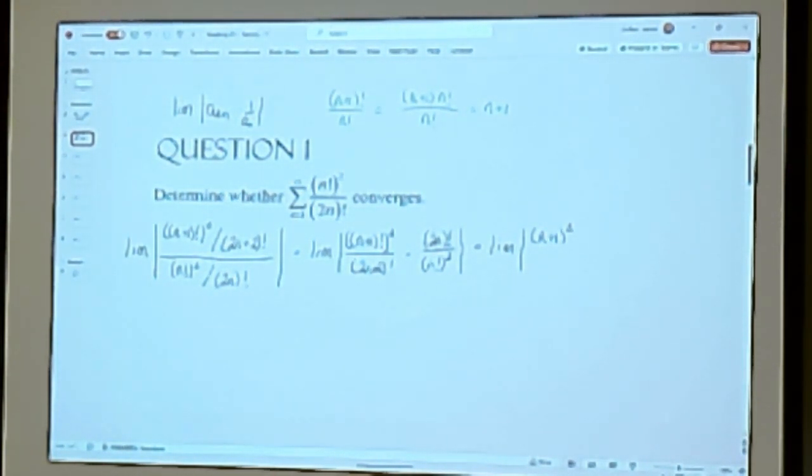Over 2n factorial over 2n plus 2 factorial. Would that be 2n plus 1 times 2n factorial? Can the bottom something get factored out? No, factor is the wrong word. It is rewritten in a way that it would have an n plus 1.